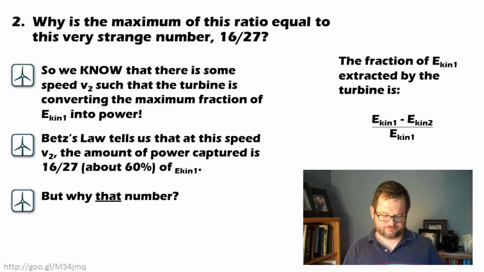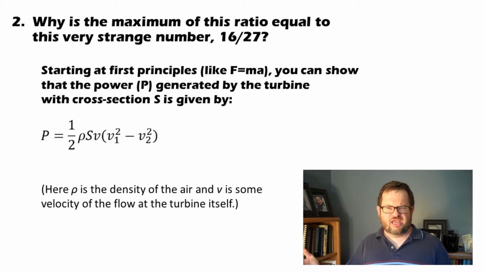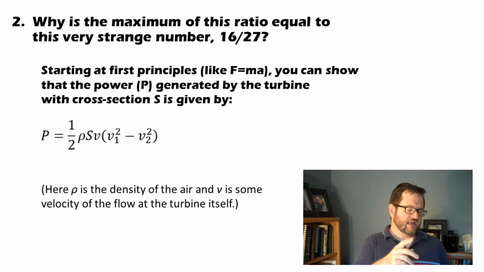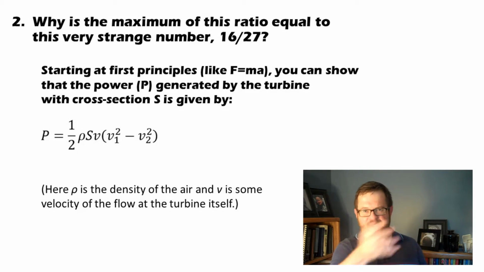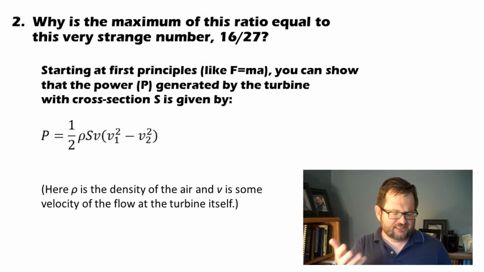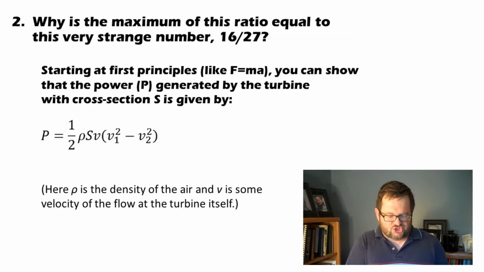Why is it that weird number? Alright, well let's figure this out. Now we could start with first principles like F equals ma, Newton's second law, which we're not going to do right now, but you can start with things like F equals ma and show that the power being produced by the turbine is equal to this ratio, where S was the cross-section of the turbine, rho is the density of air, and the V that doesn't have any subscripts at all is the velocity of the air passing through the turbine itself. In contrast to V1 and V2, which are the wind speed upwind and downwind from the turbine. Again, you could start from F equals ma and derive this. I actually did in my notes and then decided that that was not what was important in the presentation here. But you could get this equation here.